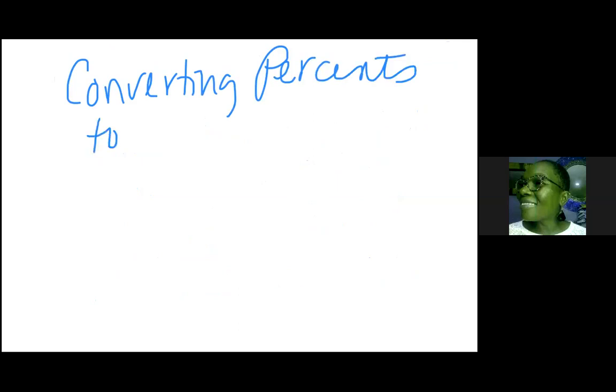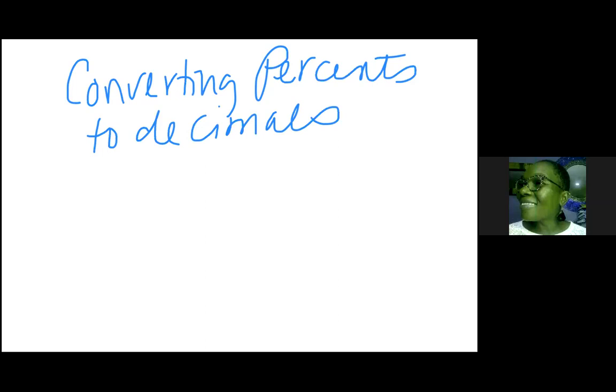Converting percents. This is the majority of the chapter, guys. You're converting percents to decimals. Now, on your calculators, many of you have a percent key, perhaps not on the graphing calculators, but you do not need to use a percent key, guys, because by the time you're going through section 3.4, you'll be so used to this, you'll automatically be able to convert a percent to a decimal.